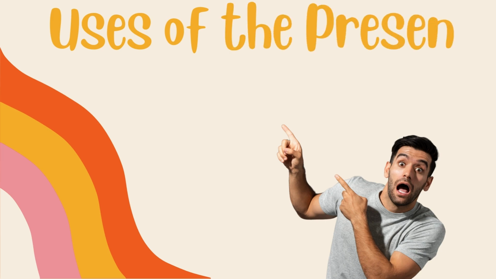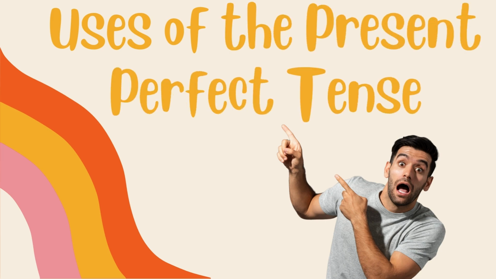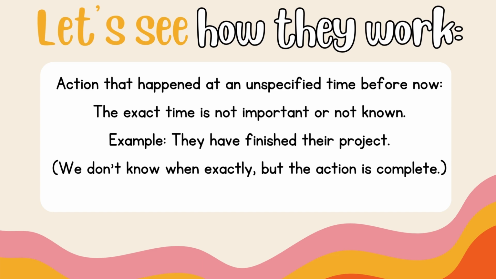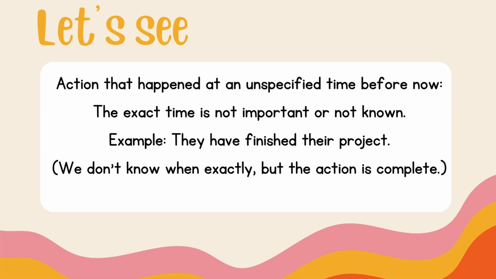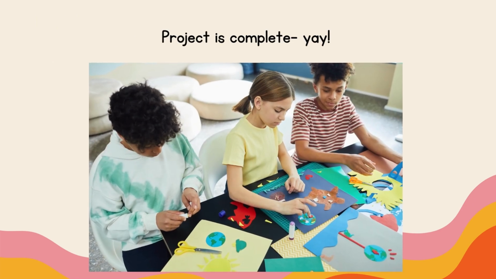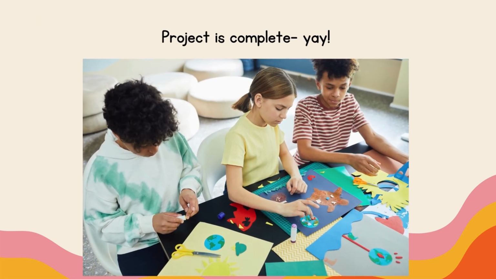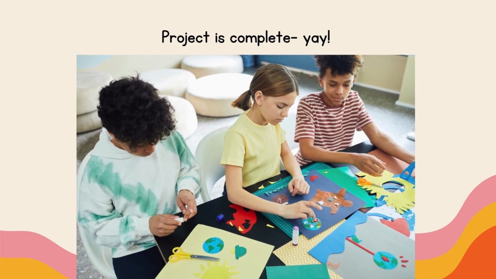Next, let's review uses of the present perfect. Actions that happened at an unspecified time before now. The exact time is not important or not known. Like they have finished their project. We don't know exactly when they finished, but the action is complete. The project is done. It's complete.